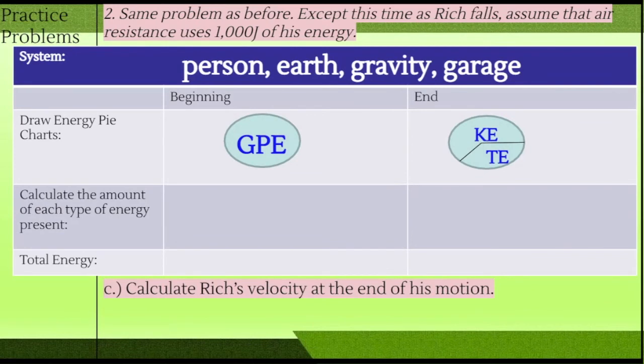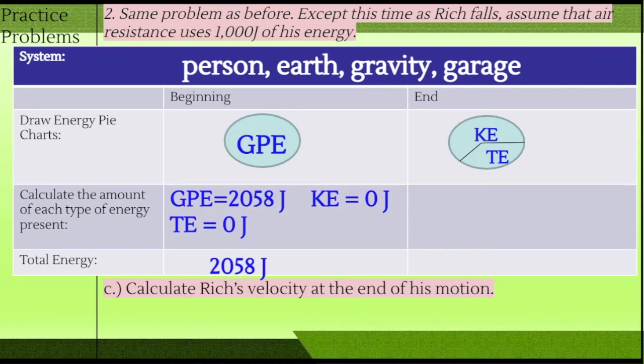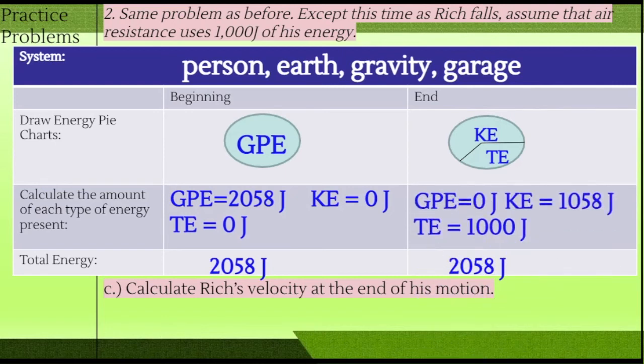So here's our chart, just like before. Let's just go ahead and fill it out real quick. The total amount of energy of each of the different types. In the beginning, we have GPE, which is 2058 joules, 0 kinetic because we're not moving, and 0 thermal because we have not lost any energy yet. Our total is us adding all those up. Total at the end is the same as total in the beginning, which is 2058 joules. And then we just calculated these. Our kinetic energy at the end was 1058 joules, and that's because we lost 1000 joules to thermal energy.